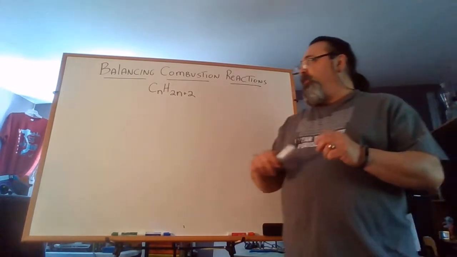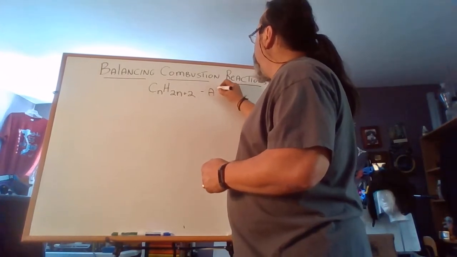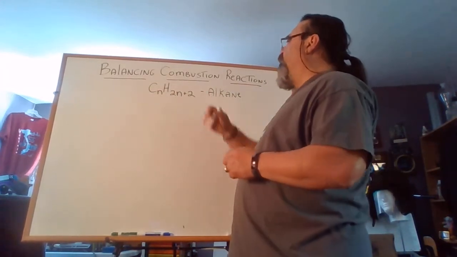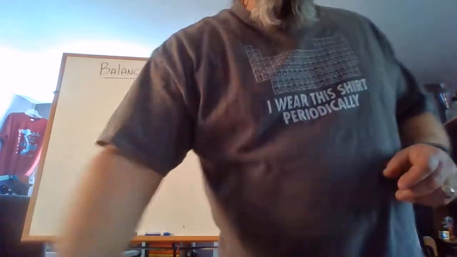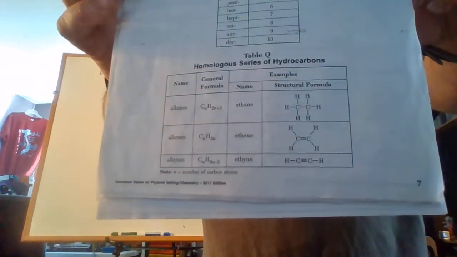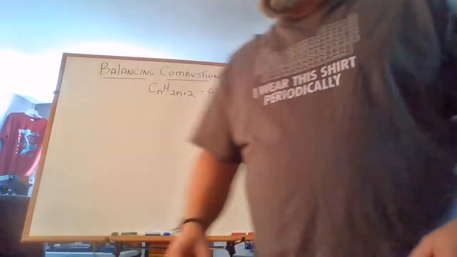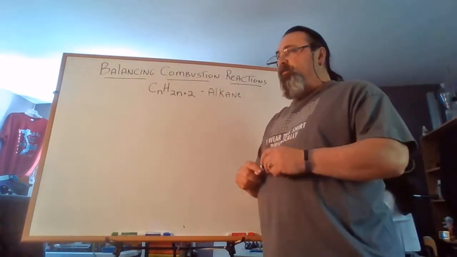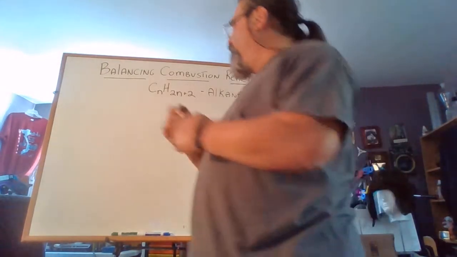So the first thing that we're going to talk about is an alkane. An alkane is a type of molecule which follows this general formula, where C is carbon and H is hydrogen. Now, this can be found on page 7, table Q, and if you notice, there is the formula there. So what this is designating is that if we have a particular number of carbons and apply the combustion reaction to it, we're going to be able to take care of all types of combustion reactions. So let's go ahead and start.